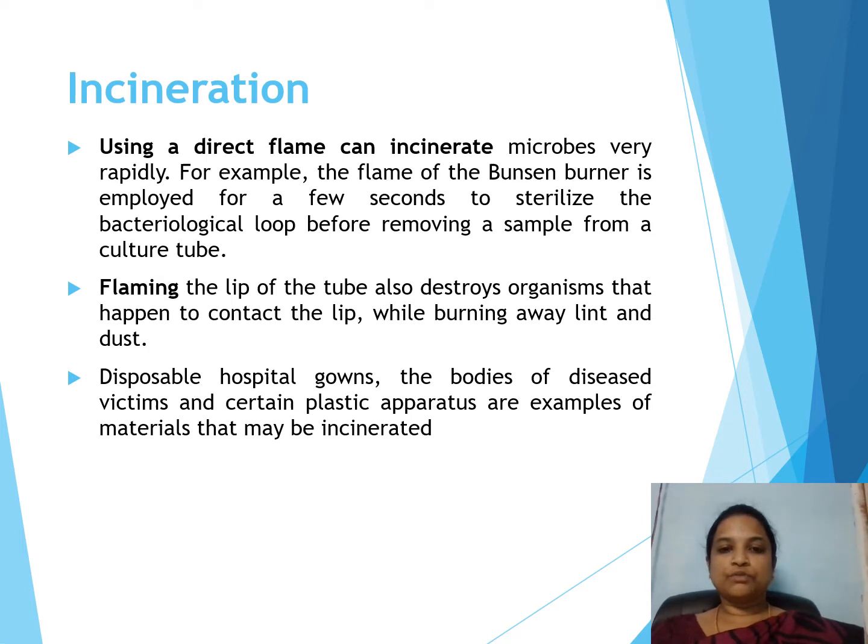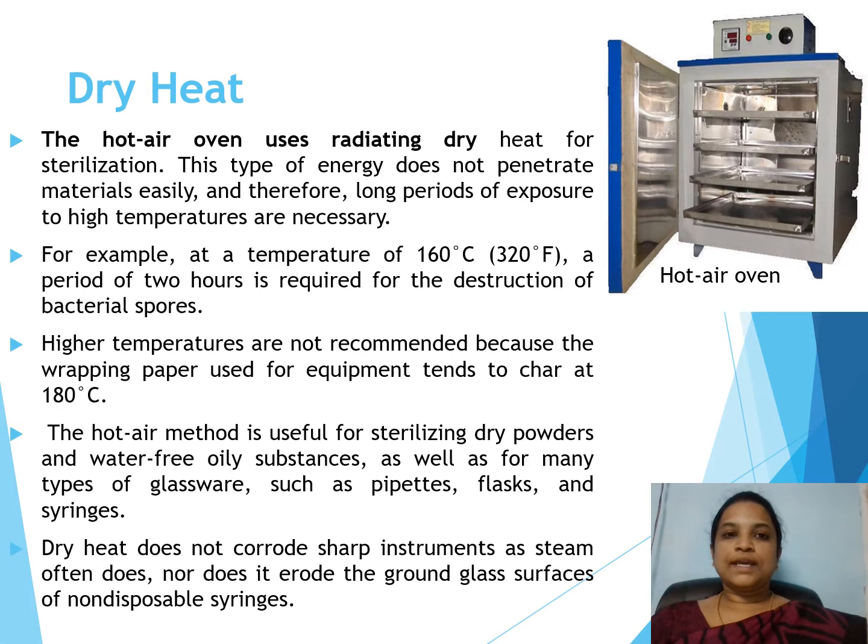Flaming the lip of the tube also destroys organisms that happen to contact the lip while burning away lint and dust. Other examples are disposable hospital gowns, the bodies of deceased victims, and certain plastic apparatus, which are also sterilized using this method. The next method of physical sterilization is the use of dry heat.